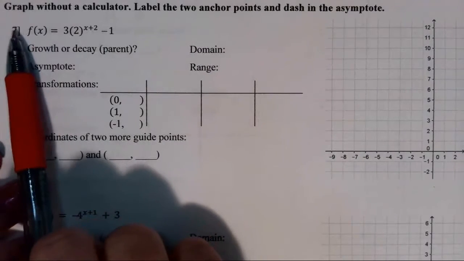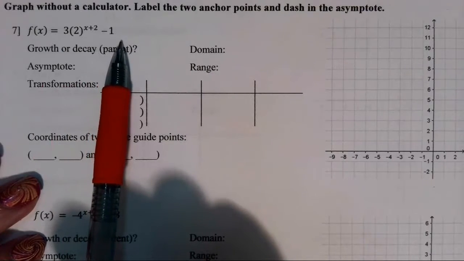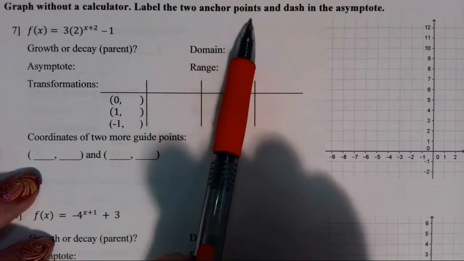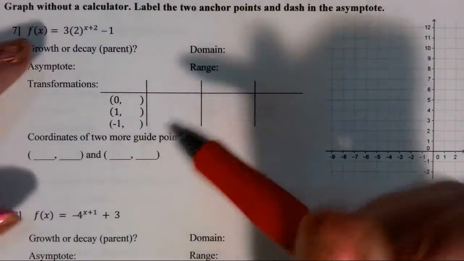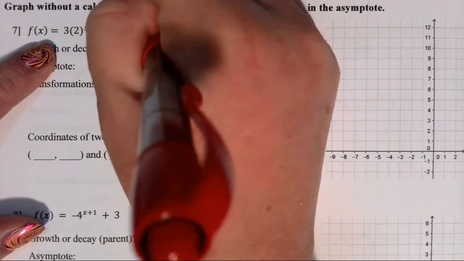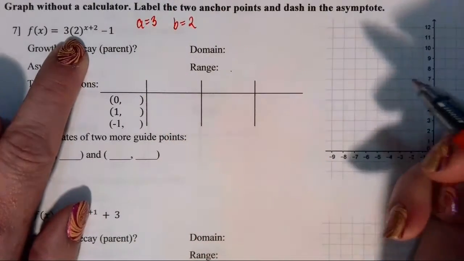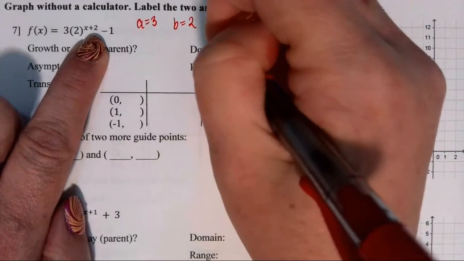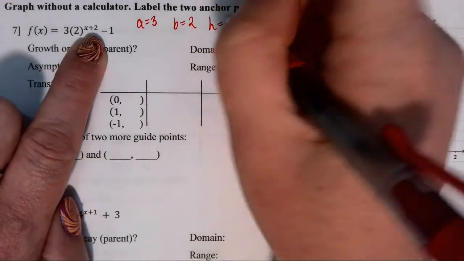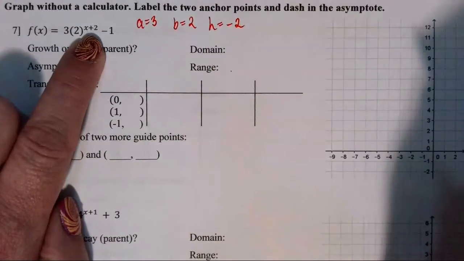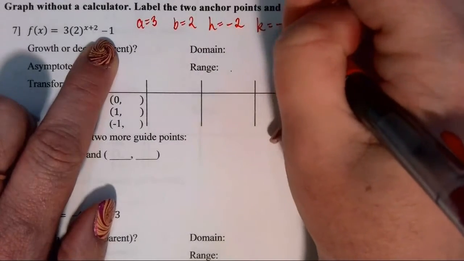Okay, so in number 7 on the practice worksheet, we're asked to graph this function without a calculator, labeling 2 anchor points, coordinates, and dashing in the asymptote. So 3 is the A value, and then 2 is the B, the base. The H, since this is x plus 2, that's the same as x minus a negative 2, so my h is negative, and the graph goes to the left. And then the k is a minus 1.